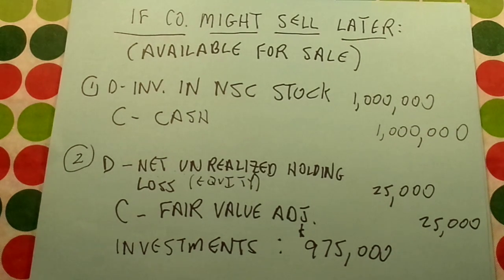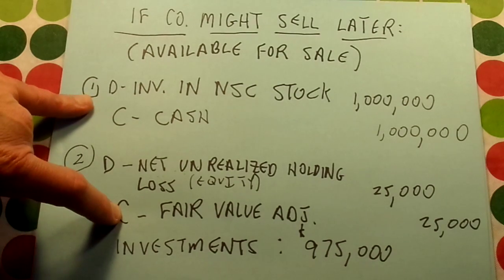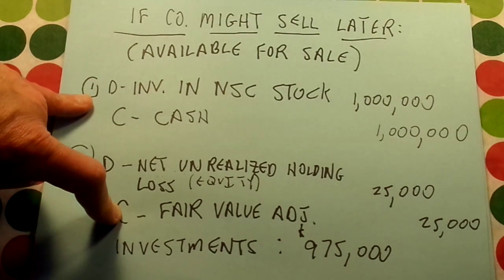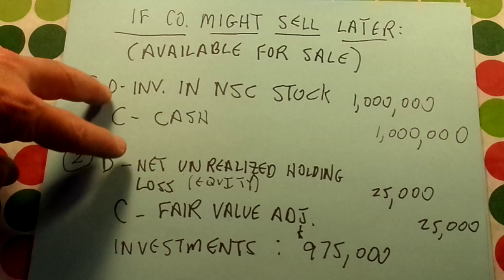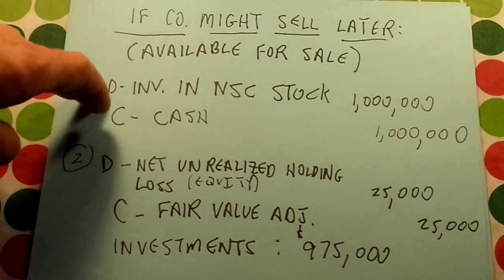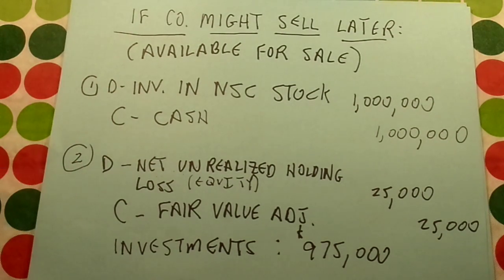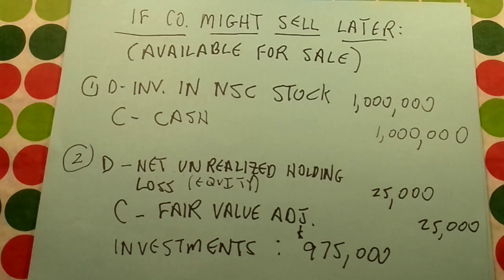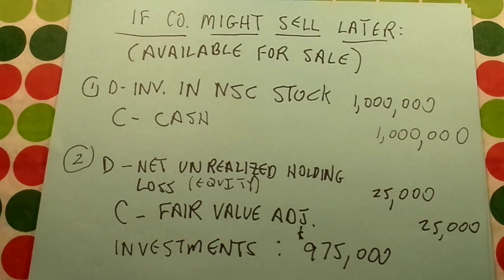And then we have a credit to fair value adjustment, which is an asset account, same as investment in Norfolk Southern stock. And when you put the two assets together, the debit for $1 million and the credit negative asset for $25,000, again the investment's $975,000.